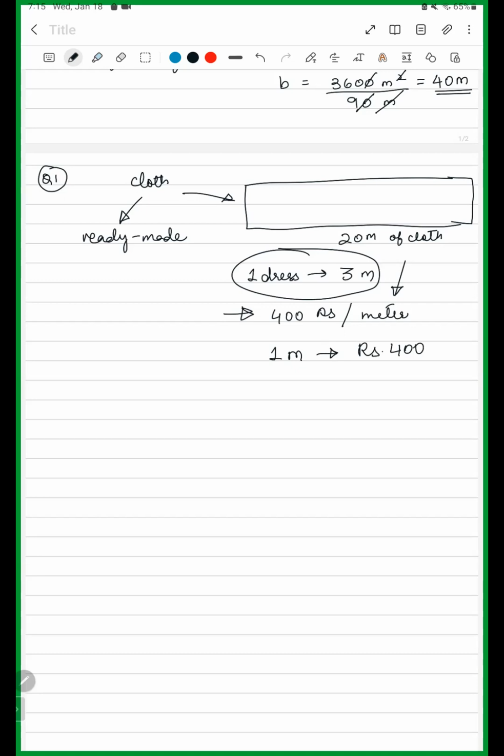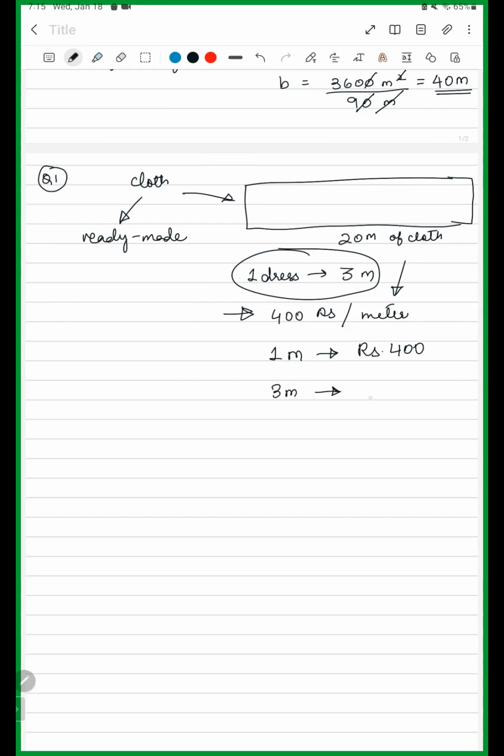Yes. Okay. So now you know that to make a dress, you need 3 meters of cloth. So you will say, okay, bhaiya, mujhe 3 meter de do. So how much will you have to pay for 3 meters of cloth?